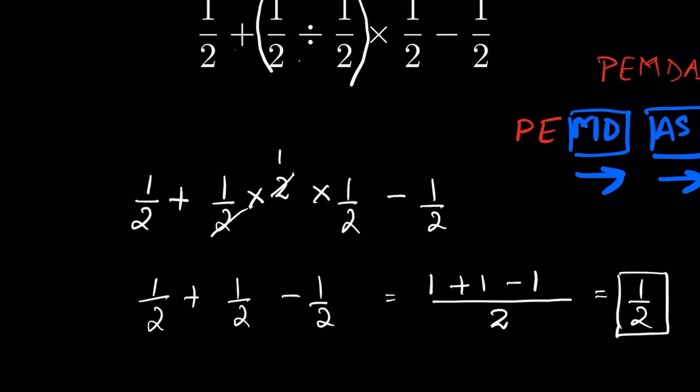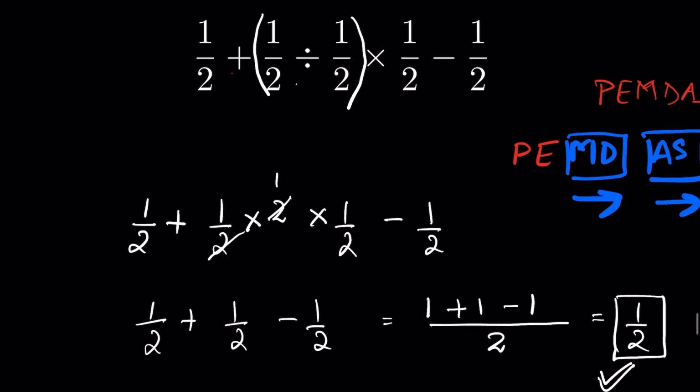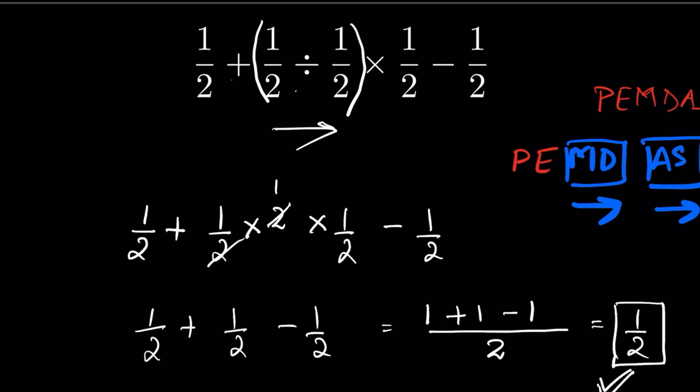In PEDMAS, we were already getting 1/2 as the answer, because by coincidence from left to right we have division, and in PEDMAS D is written first. So it's not that PEDMAS is the correct rule and PEMDAS is the wrong rule. It's that you have to follow the left to right rule, whichever order you are following.